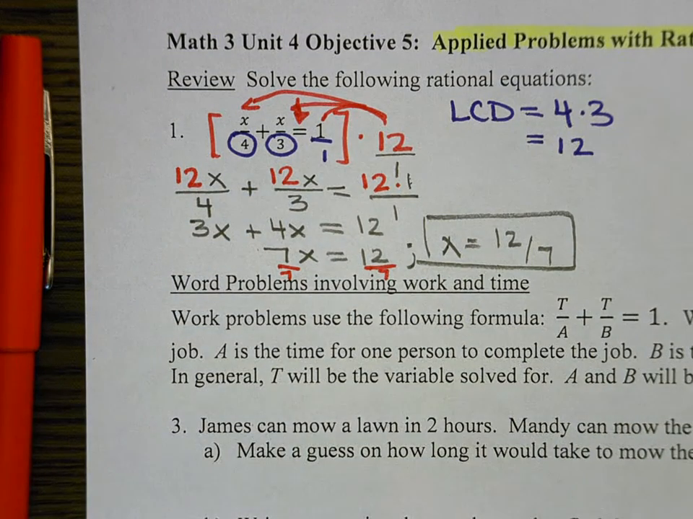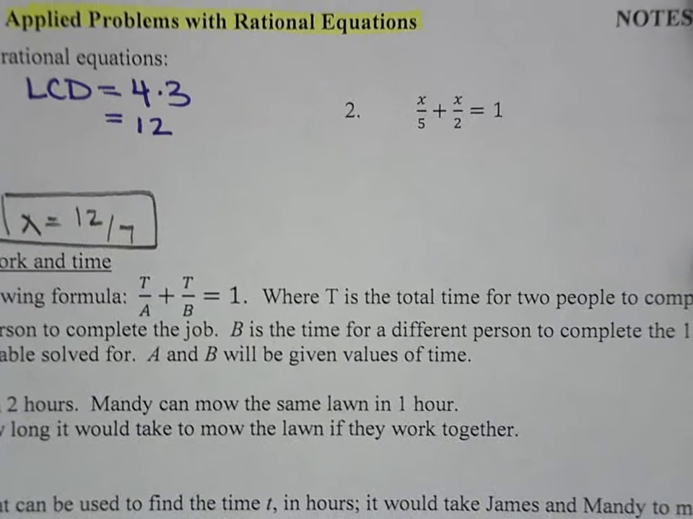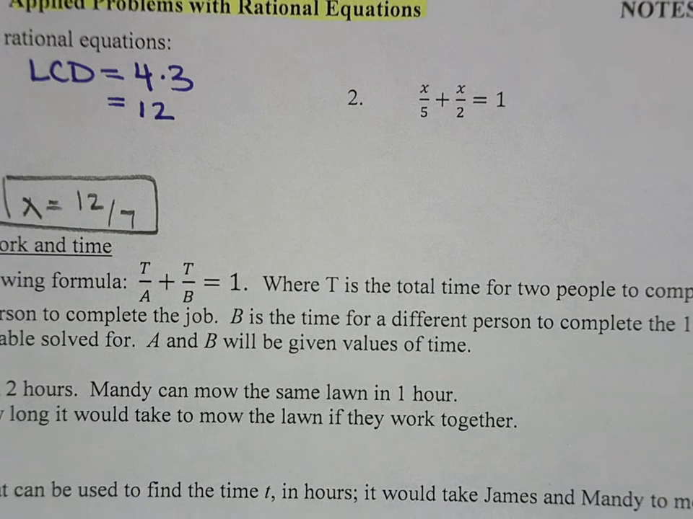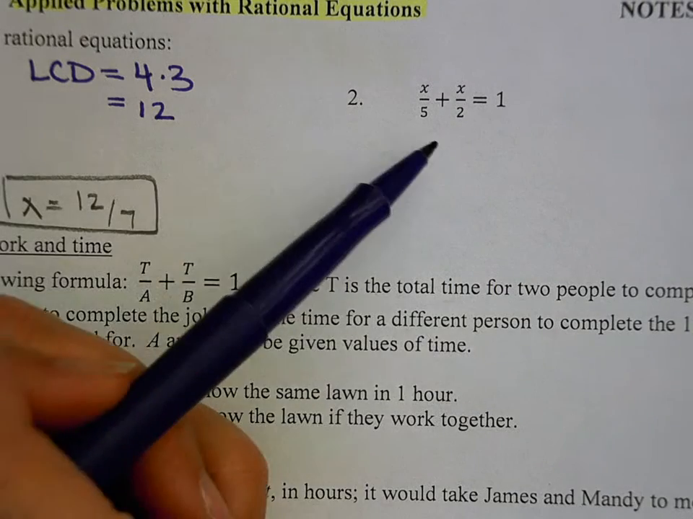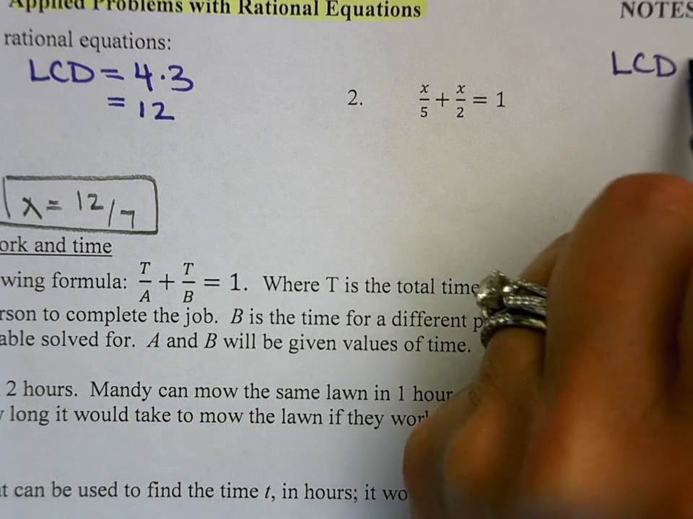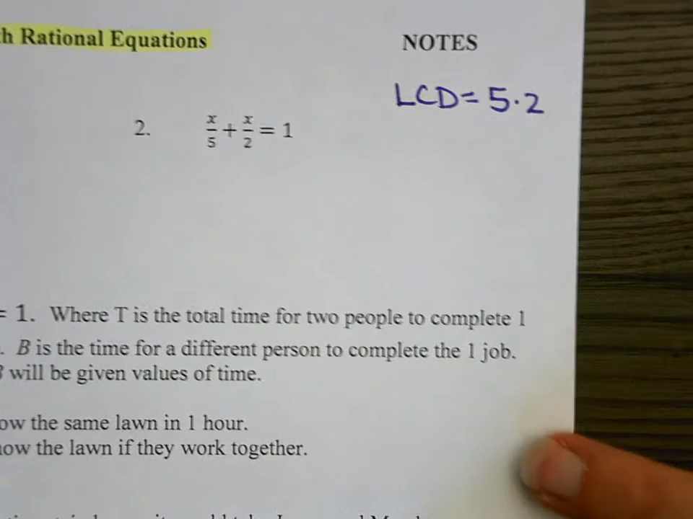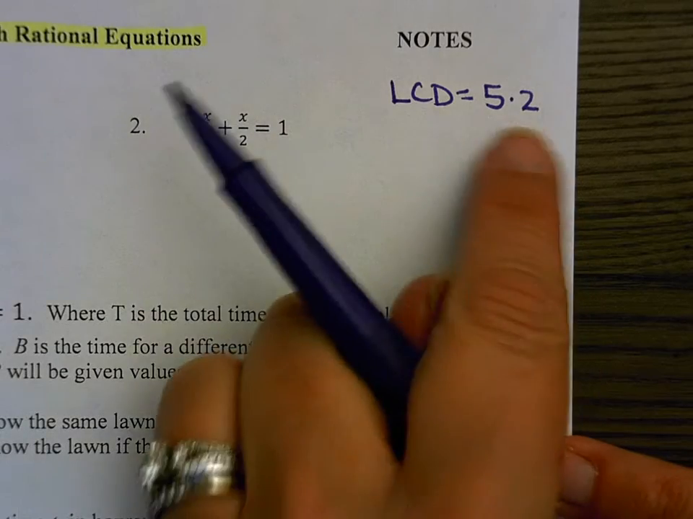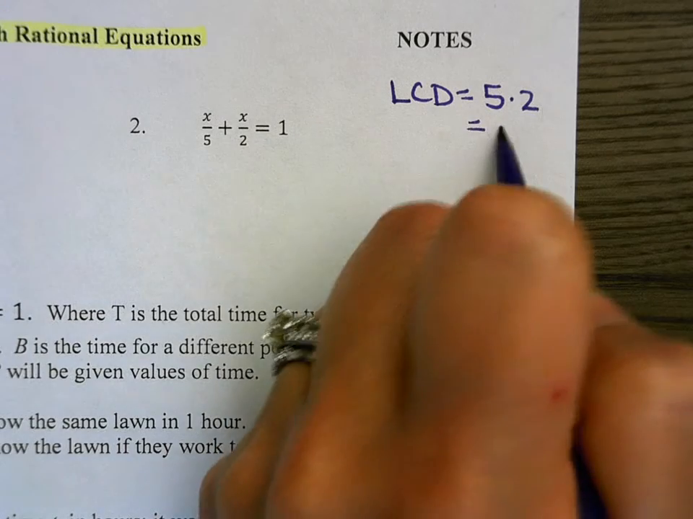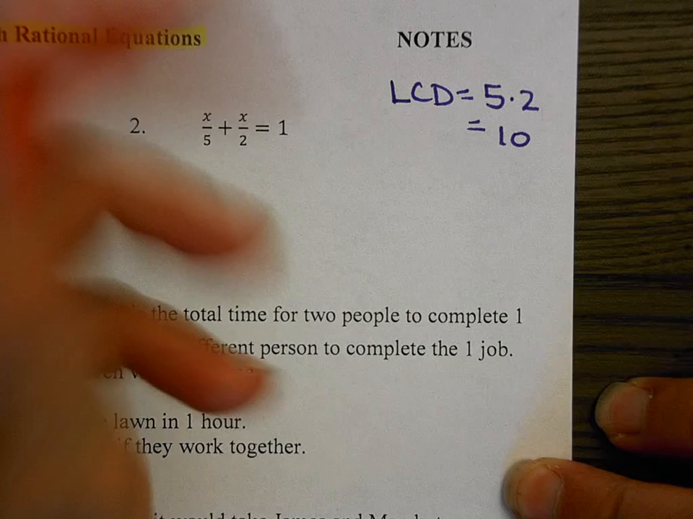Okay. All right, so go ahead and press pause and try number 2 for yourselves and see how you do on that. All right, so the first thing again I want to do is find my lowest common denominator. If I look at my denominators here, I have 5 and 2. So my lowest common denominator is just going to be 5 times 2, and that's because there is no common factor between 5 and 2, so that would just be 10. Then that means I'm going to multiply everything by 10.